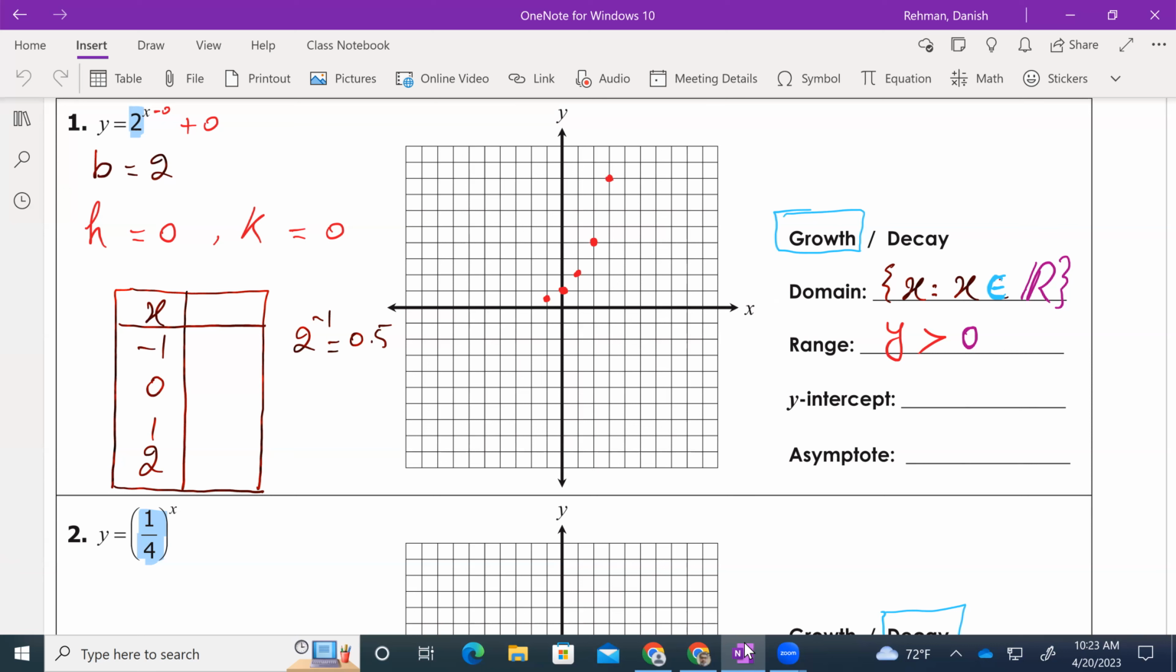It's clearly a growth. And where did it intersect the y-axis? Over here, which is y equals 1 when x is 0. So we got (0, 1). And where will be the asymptote? I told you k is always going to give me the asymptote, and k here is 0. So y equals 0 is my asymptote. All characteristics that we are interested in for exponential functions can be found in this way. Okay? That should be helpful to work on and complete the worksheet.